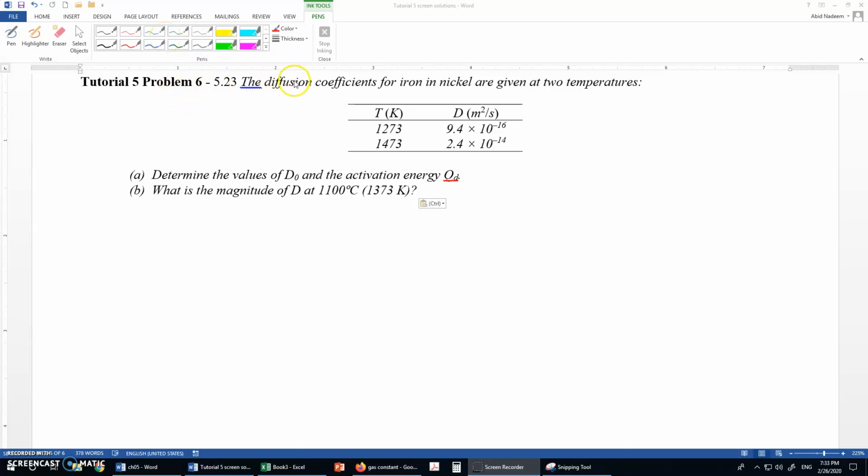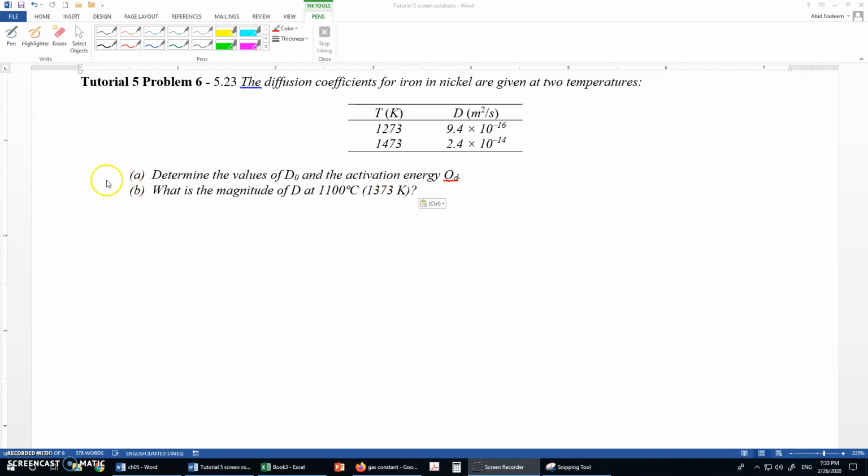Problem 6. The diffusion coefficients for iron and nickel are given at two temperatures. At 1273 Kelvin, this value, and at 1473 Kelvin, you have another value. So determine the values of D naught and the activation energy QD. And what is the magnitude of D at 1100 degrees centigrade?